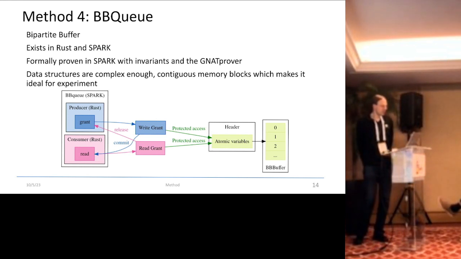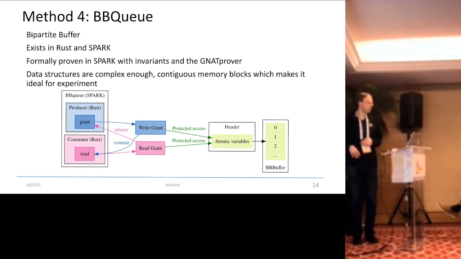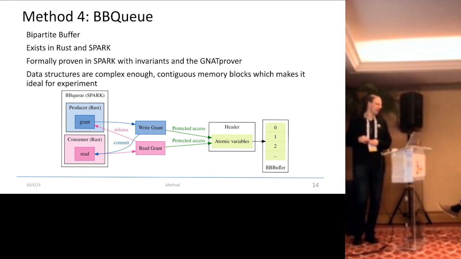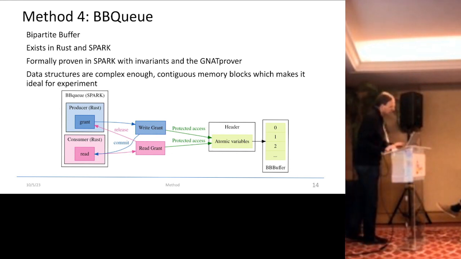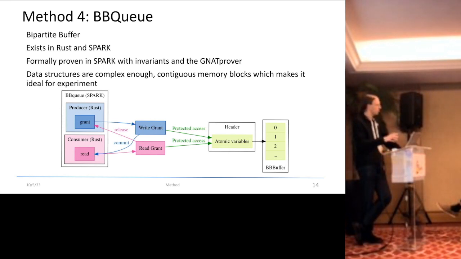Here we can see a bit how the two languages work together. So we have the user of the buffer, which is Rust, and it accesses data through what's called a grant. A grant is a wrapper around read and write access, and internally then it can access the low-level memory. And the memory itself is handled by the Spark implementation. So it implements the atomic variables to handle all the counters for the positions and the memory buffer itself.